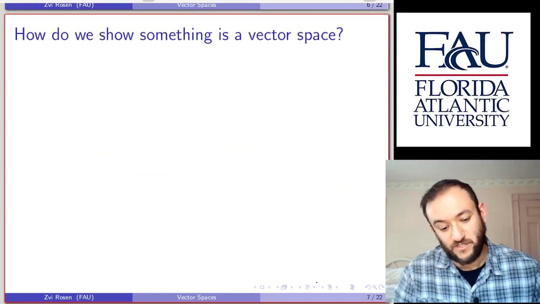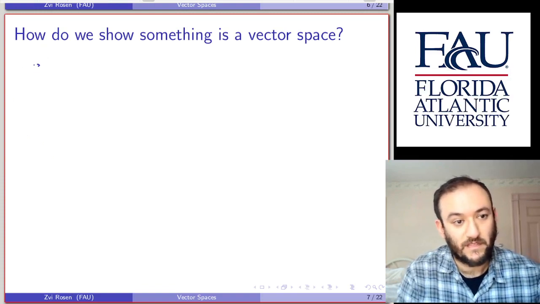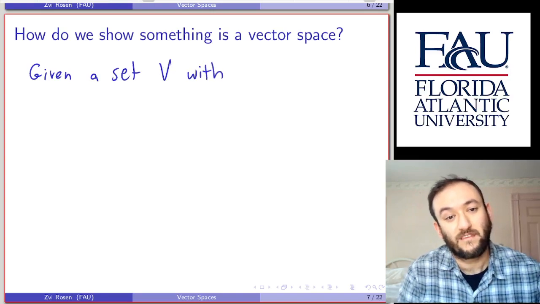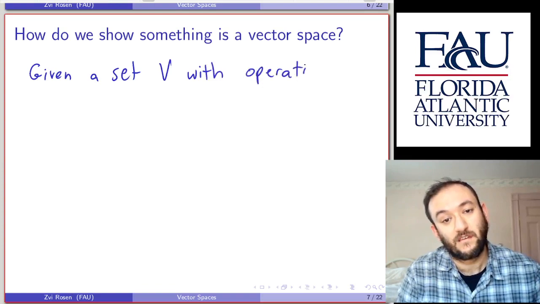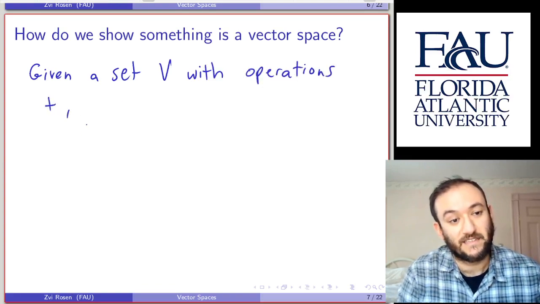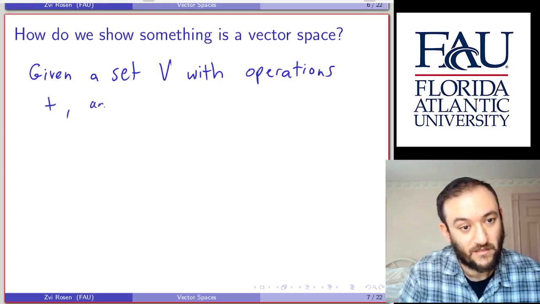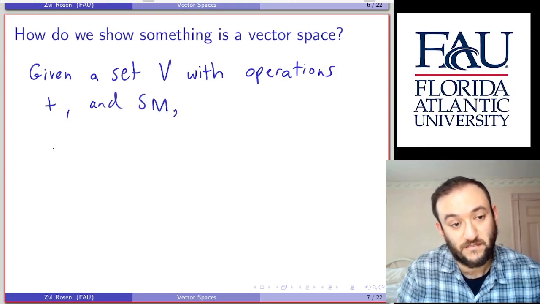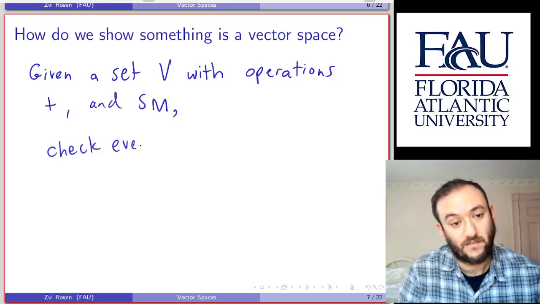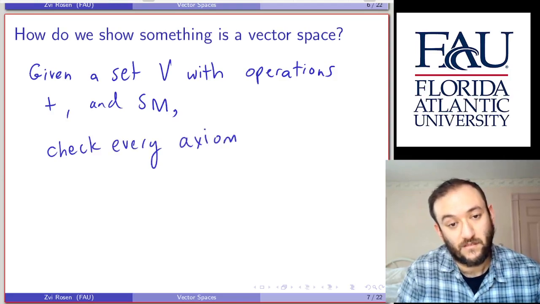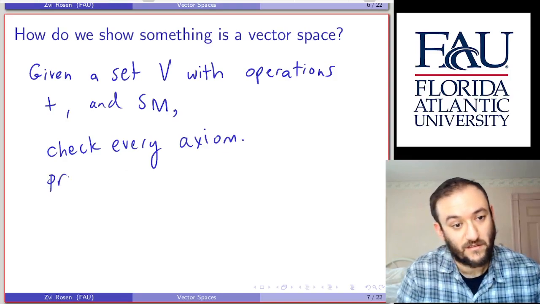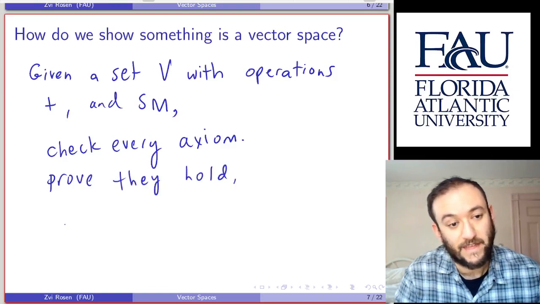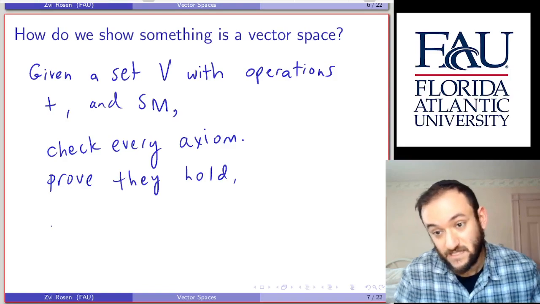So how do we show something is a vector space? Given a set V with operations plus and scalar multiplication, how do you check that it's a vector space? So check every axiom. Prove that they're satisfied. Prove that they hold. And the result indicates that V is a vector space.